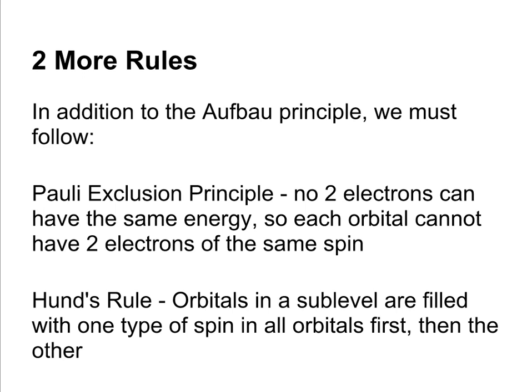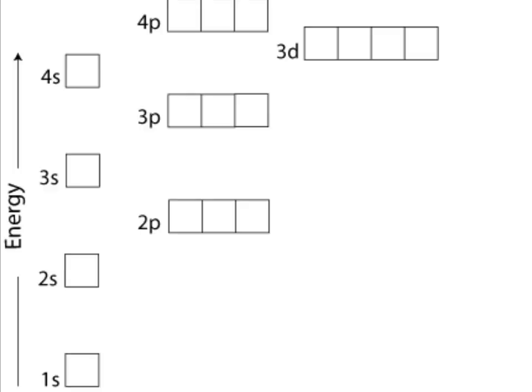And we have to follow Hund's rule, which says that orbitals in a sublevel are filled with 1 type of spin in all orbitals first, then the other. That means we're going to fill all the up arrows in a sublevel first, and then go back and fill in all the down arrows. All the positive spin first, and then we go back and fill in all the negative spin. So let's look at some examples about filling out this Aufbau diagram.